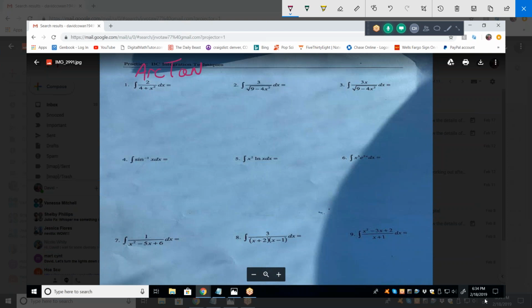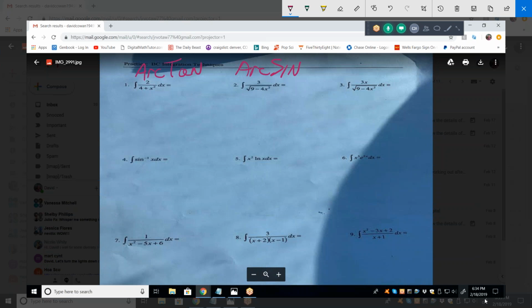Second one, very similar, only that looks more like the arc sine. So we're going to use the arc sine to do that one. And there are two formulas that I did not remember last time on both of these that make these two problems much easier. And I'll show them to you in a second.